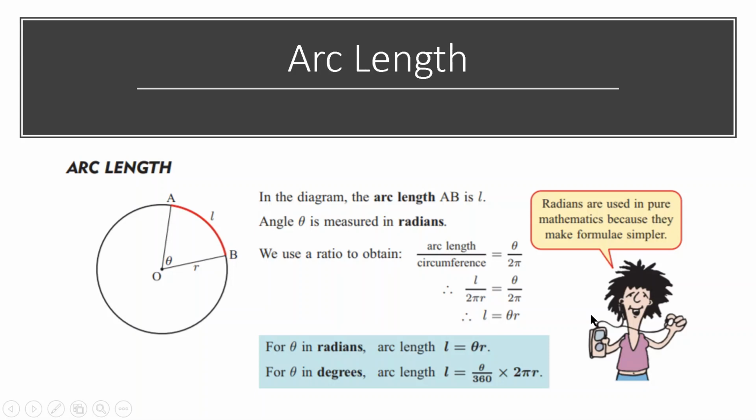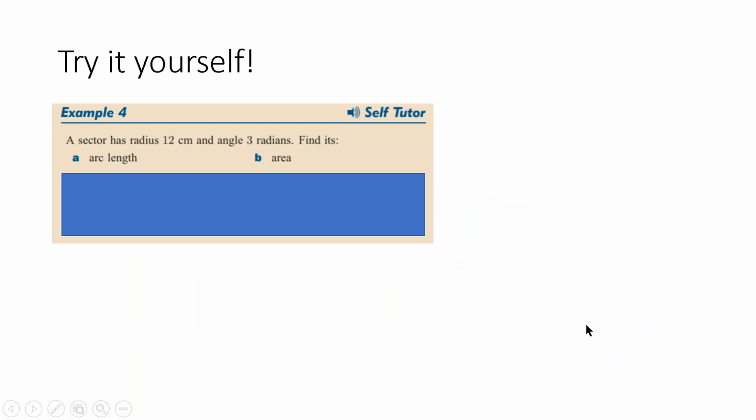So for theta in radians, arc length is theta r, and for theta in degrees, arc length is theta over 360 times 2 pi r. You can either remember the formulas, or you can just remember how we get them from the ratios. Now we're going to try one question. A sector has a radius of 12 centimeters and an angle of 3 radians. Find its arc length and its area. Pause the video and do it, and I'm just going to show you the answers now.